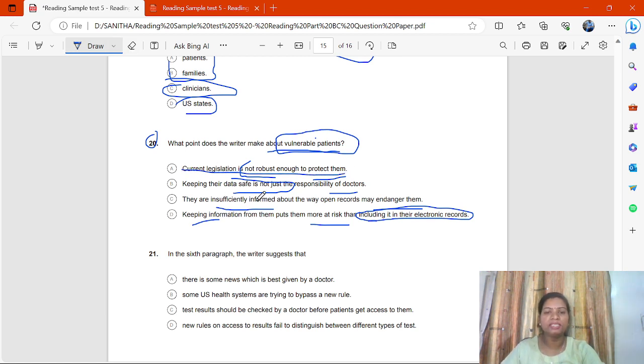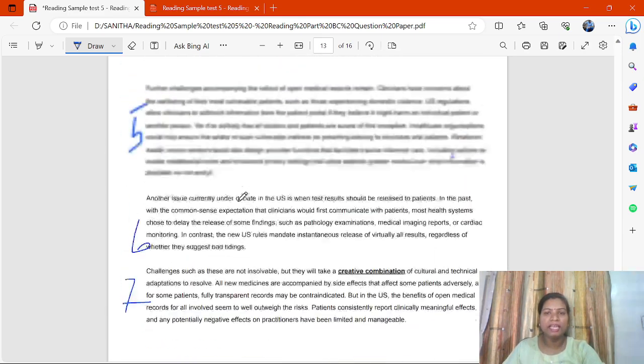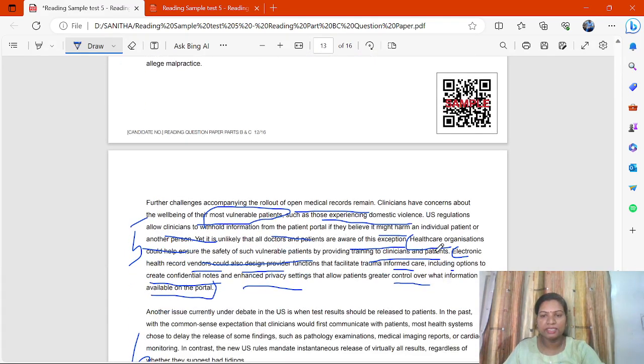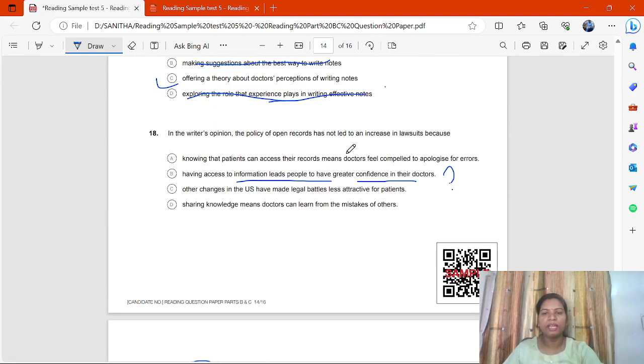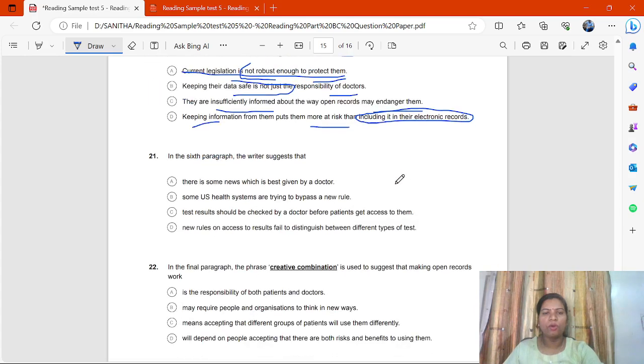Keeping data safe is not just the responsibility of doctors. See here, it is saying it is the doctors, healthcare organizations, and vendors, these three. Regulations allow clinicians to withhold information. Again, the health record vendors also have to protect patients' confidential records by enhancing privacy settings. There are points they are discussing here. So what we can do is mark it as a query here.